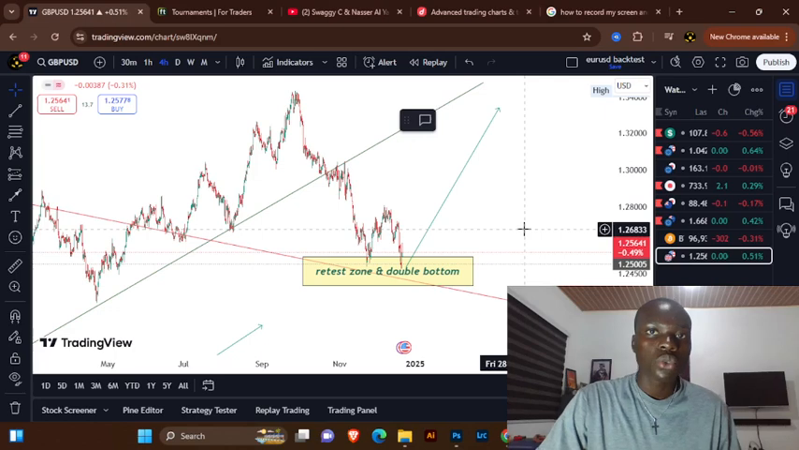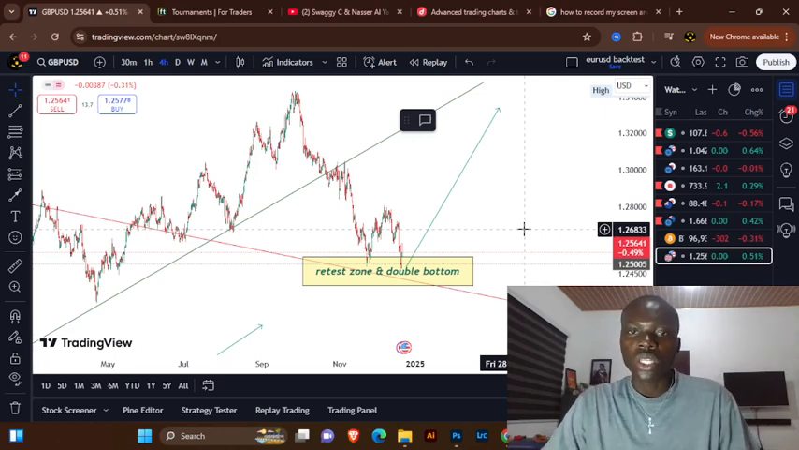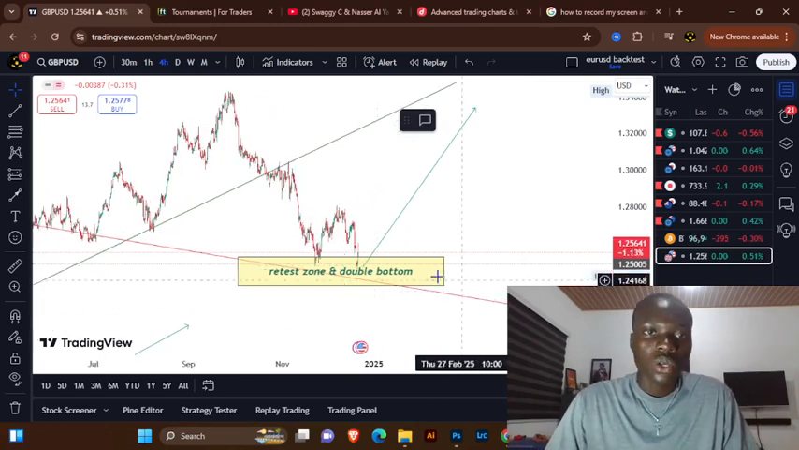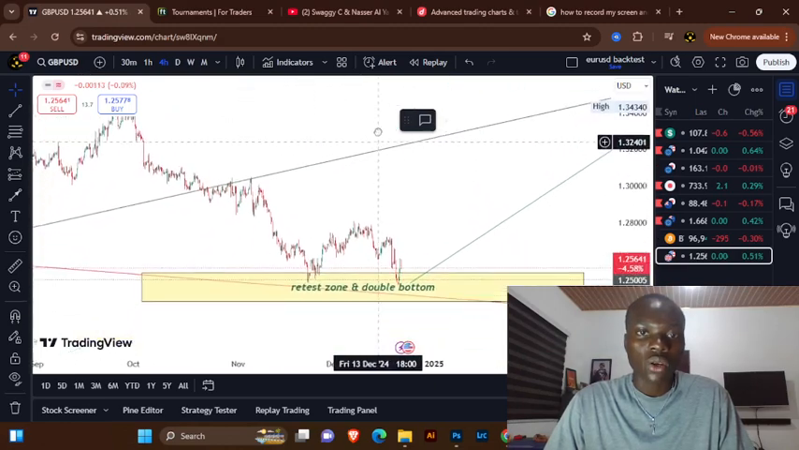In a downtrend, we have to sell. In an uptrend, we have to buy. So we are in an uptrend right now. On this retest, this is where I'm going to buy from, and on this double bottom.